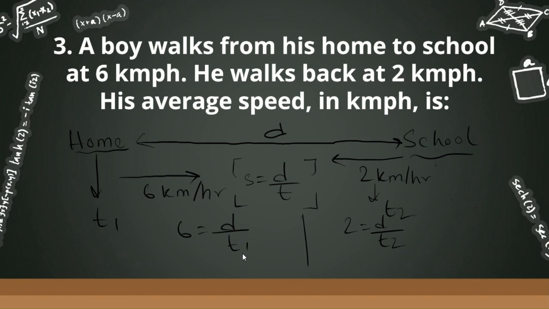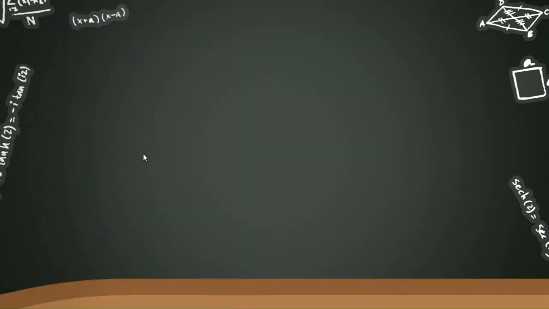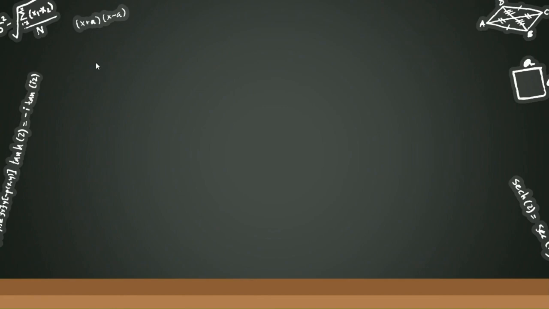Okay, now what was the formula of average speed? It was total distance by total time. So here, what's the total distance? The boy is going from home to school and coming from school to home. So it's d and then again d. So it's 2d. So now let's take another page.